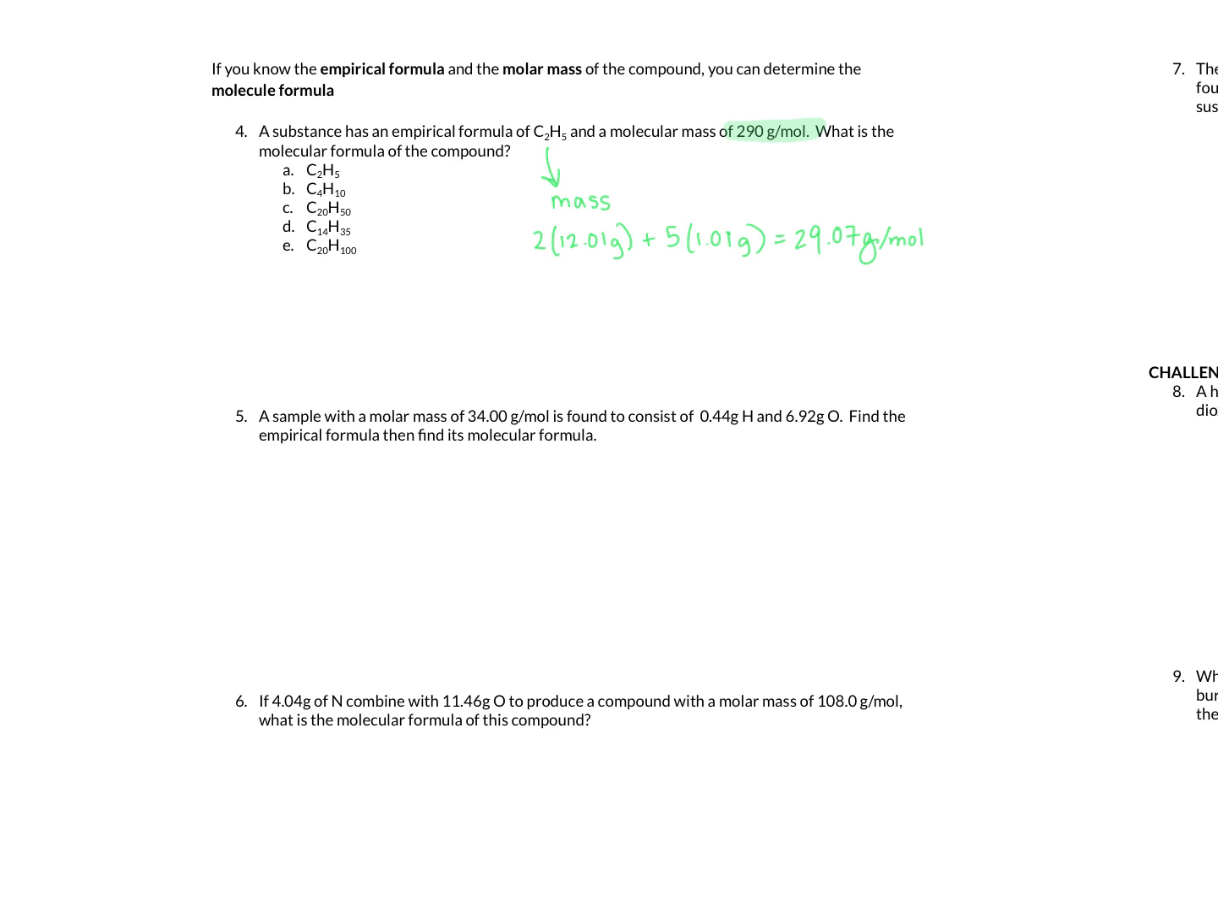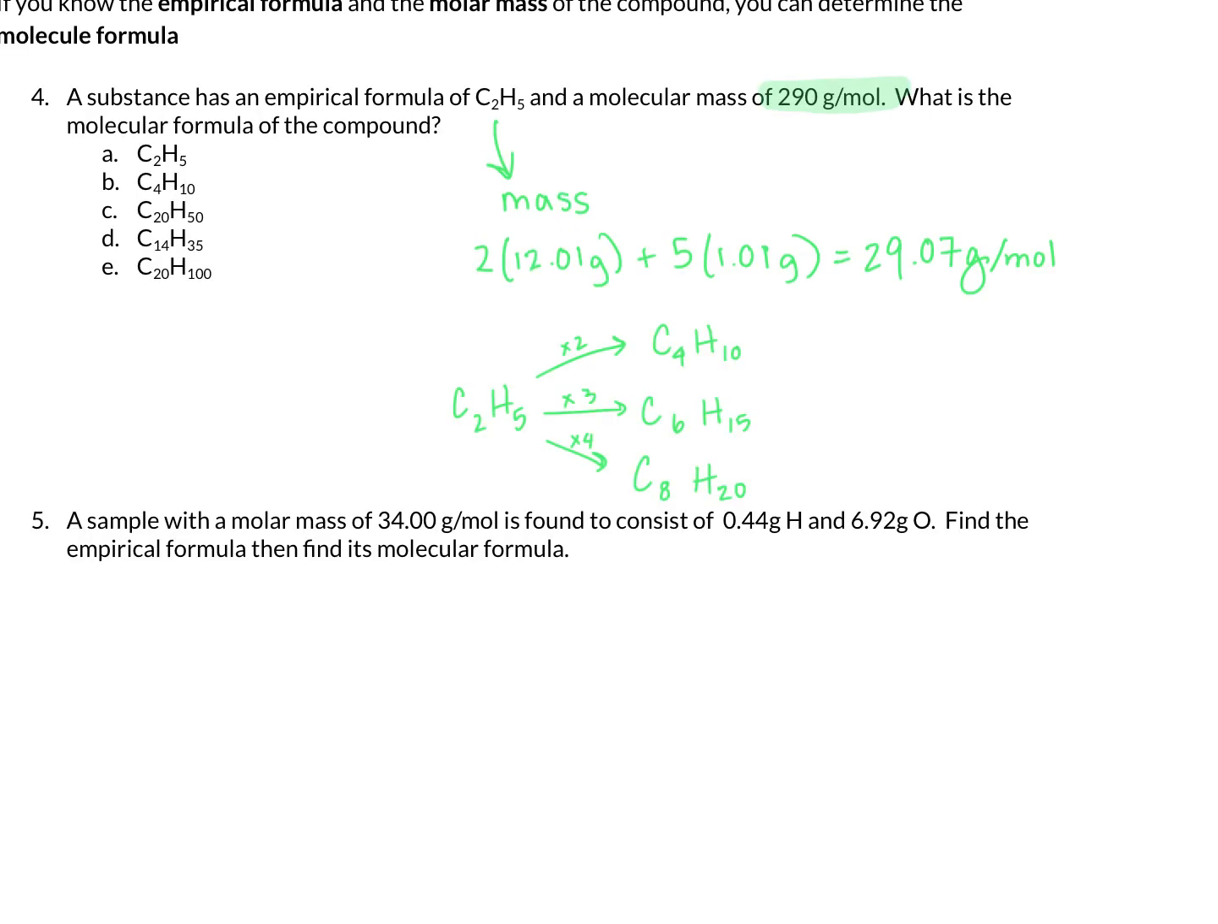But it says that the actual molecular mass is 290 grams per mole. So there are a lot of molecular formulas that would have the empirical formula C2H5, right? You could double it, you could triple it, you could quadruple it. And what would happen to the molar mass if you did that is you would just have to double it, or triple it if you were going to do this one. And you can guess and check, but there's actually an easier way to do it.